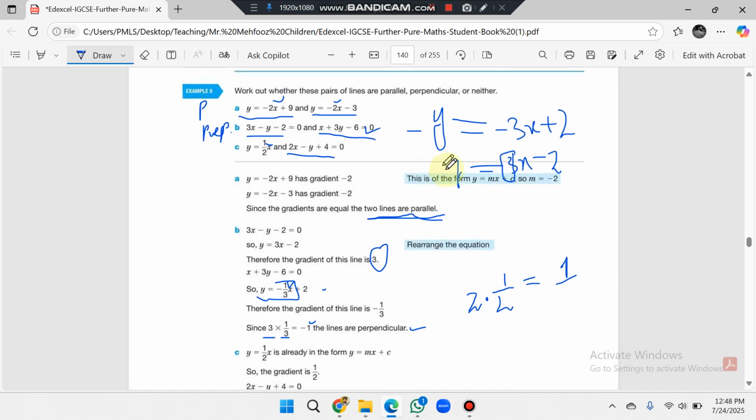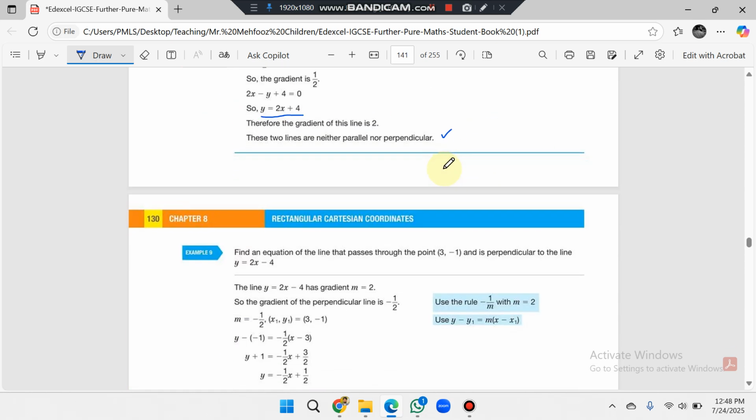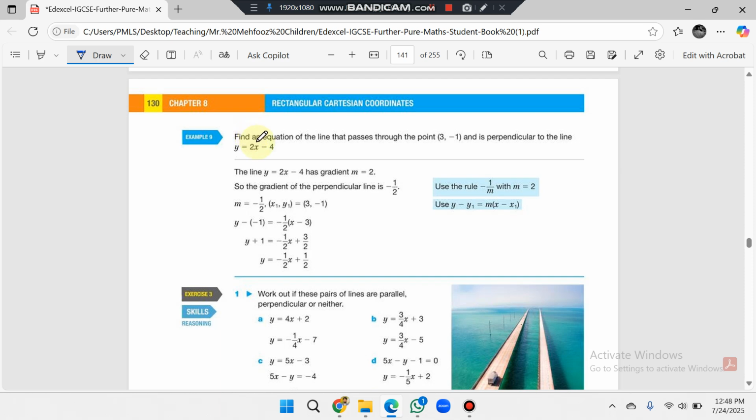Any problem? No. Okay. Next is example 9. Find an equation of the line that passes through this point, which is given, and is perpendicular to this line. So we have to find the equation that is perpendicular to this line. First of all, we have to find the slope of this line, that is simply 2. And what is the slope of the line which is perpendicular to that line? That must be equal to -1/2, right?